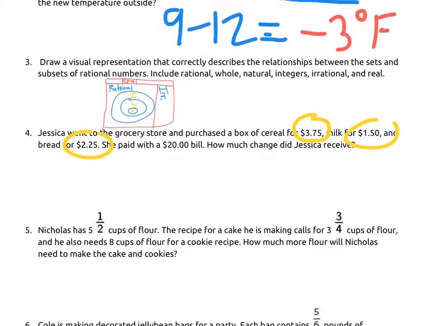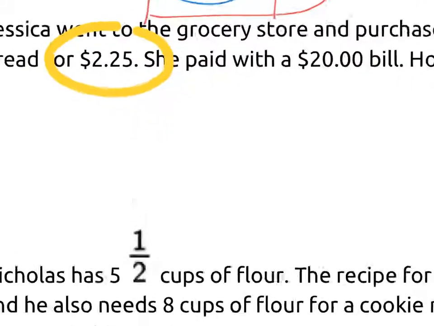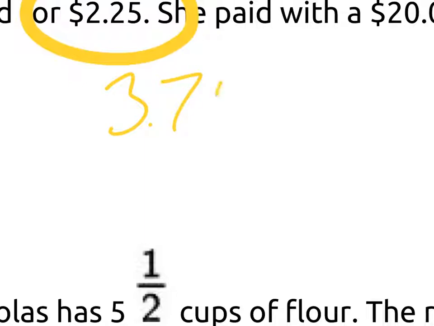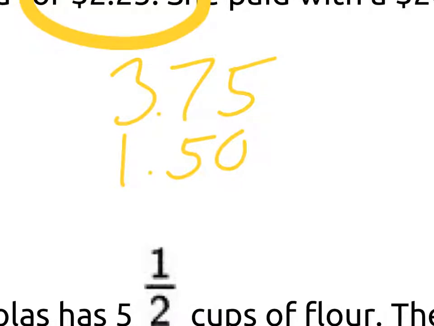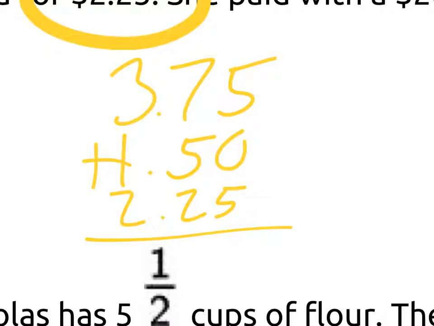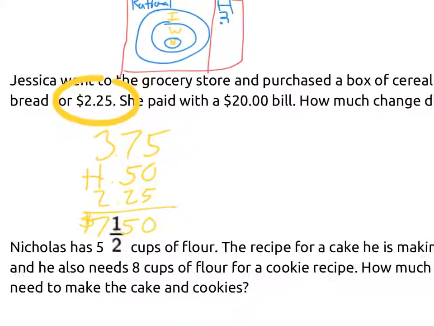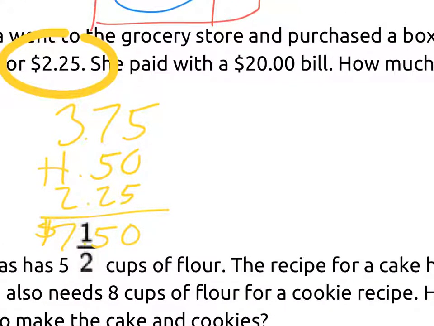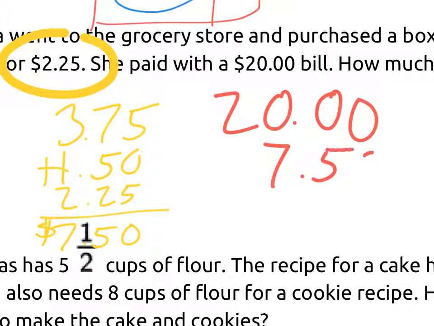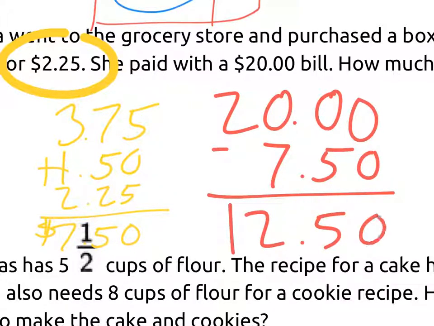So off to the side real quick, I'm going to add these up. We've got $3.75, $1.50, and $2.25. And just to save some time, I'm going to go ahead and write $7.50. So that was our total for the bill. So here's what we do now. We know that we're going to pay with a $20 bill. So now I'm going to subtract that $7.50 because I want to know how much change we're going to get back on this one. And when you run through that, you find out that you are going to get $12.50 in change.